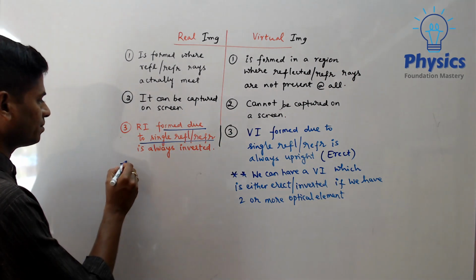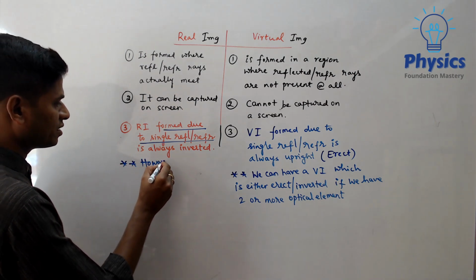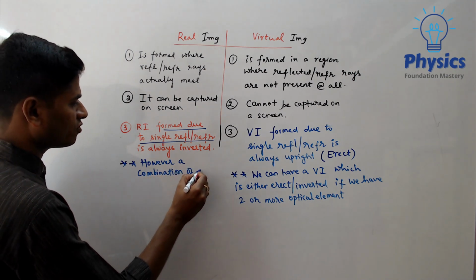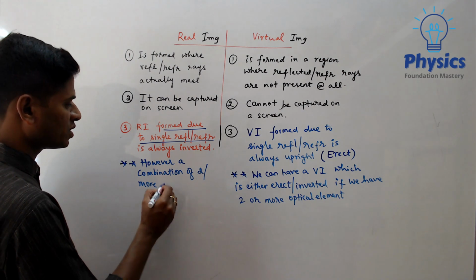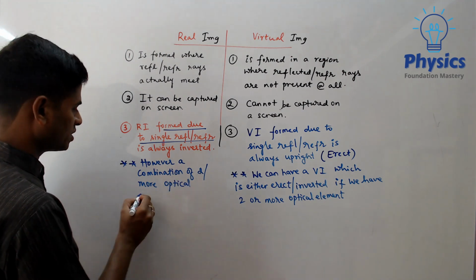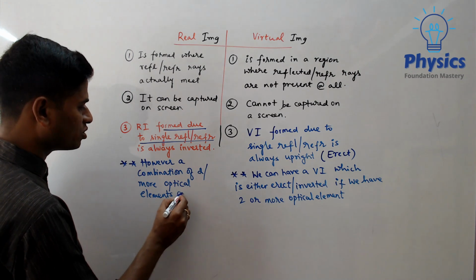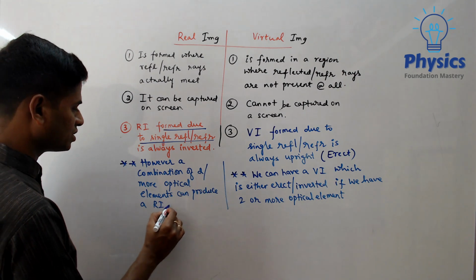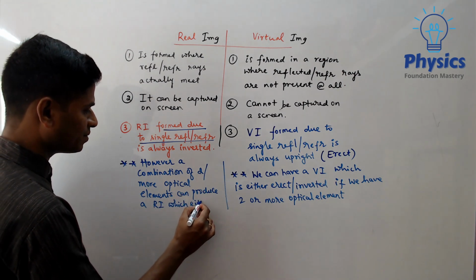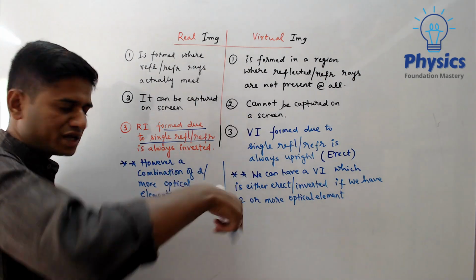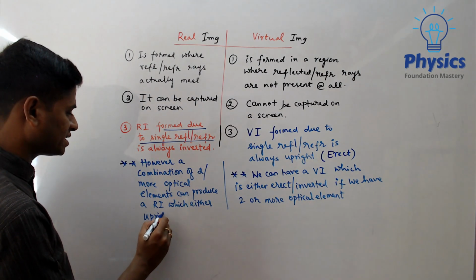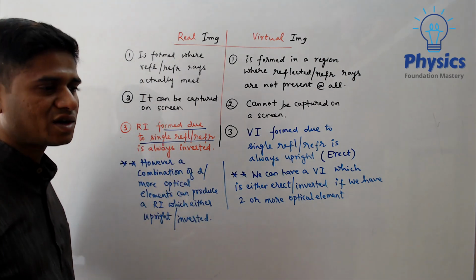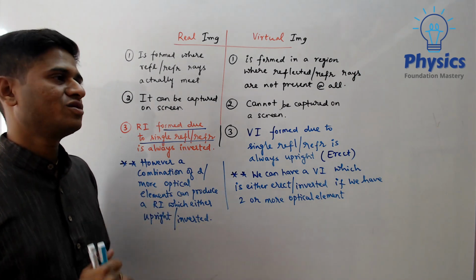However, a combination of two or more optical elements can produce a real image which is either upright or inverted. Upright and erect, they are the same. Upright or inverted. So this is all about real image and virtual image.